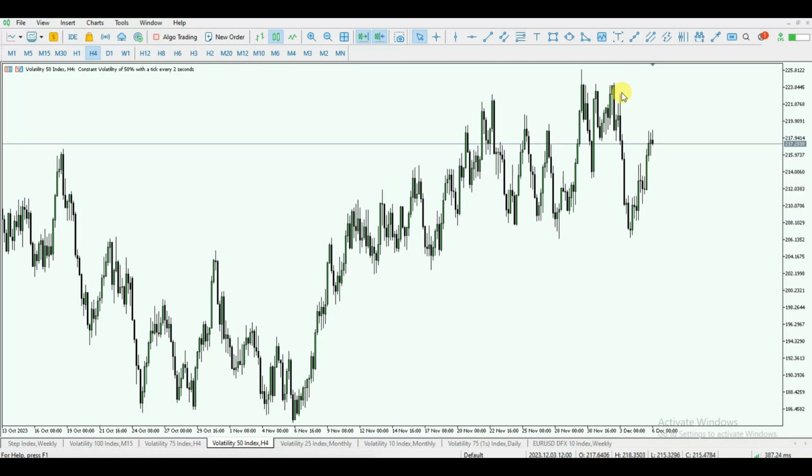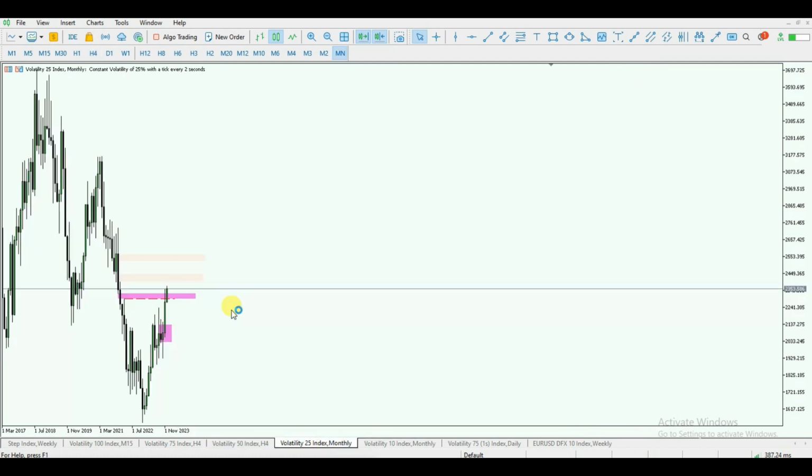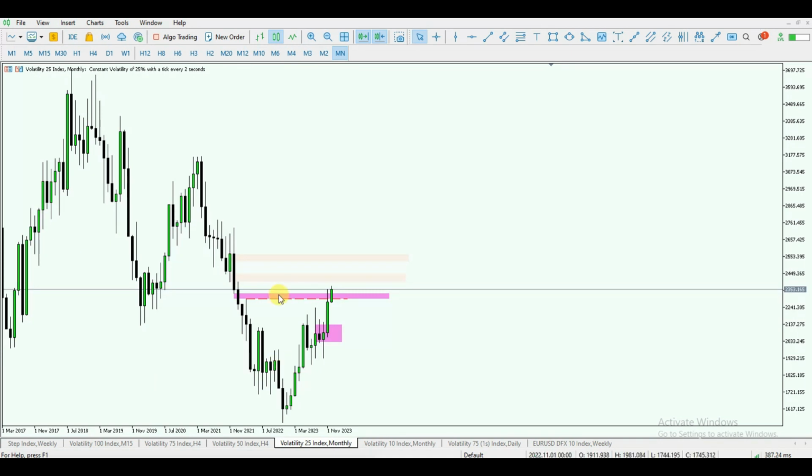Okay, so from this internal liquidity you can frame your trades around it to take this external target, this external liquidity, this and this as well, which is these relative equal highs in here. All right, now let's look at volatility 25. So on the monthly, what are we seeing?